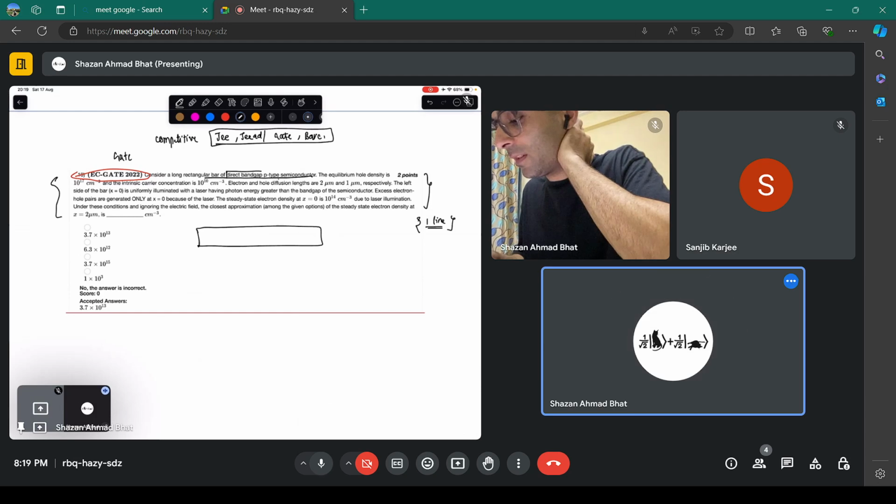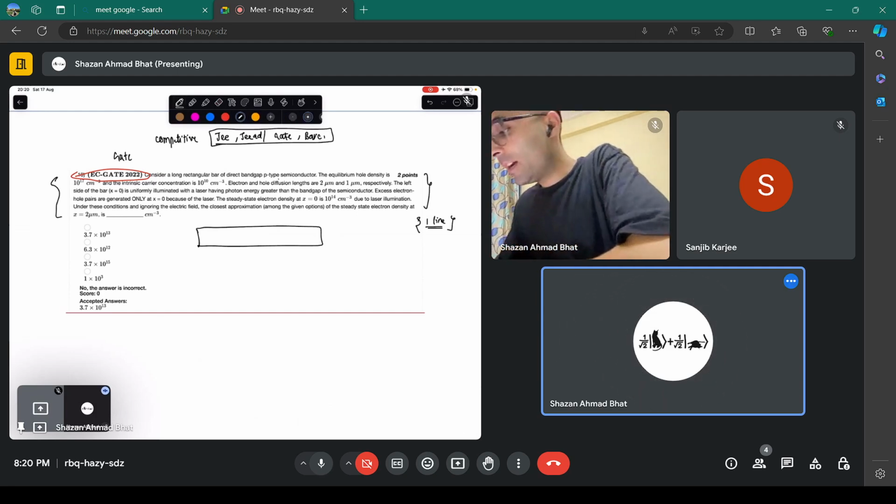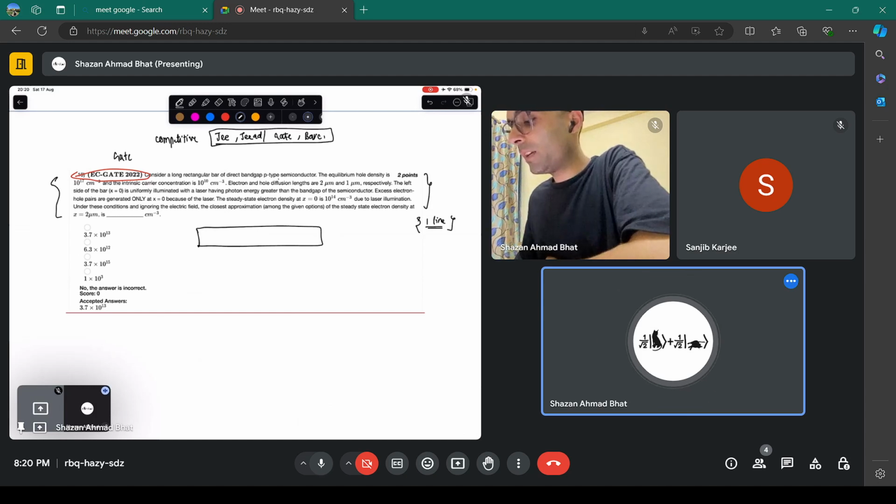Now this information, I don't think this will be necessary when you read the question completely. Because once you read the question completely, you should know which information to pick up. Okay, this is a p-type semiconductor. Equilibrium hole density is this. That means at equilibrium, this is 10 to the power 17 per centimeter cube.